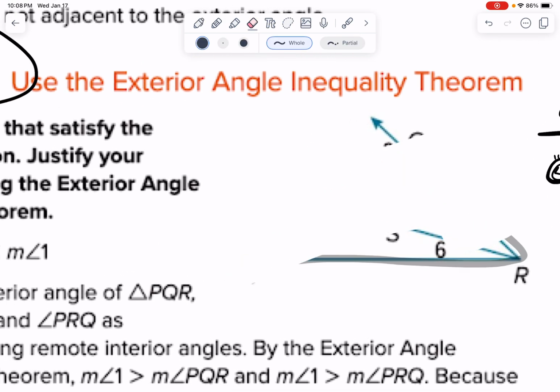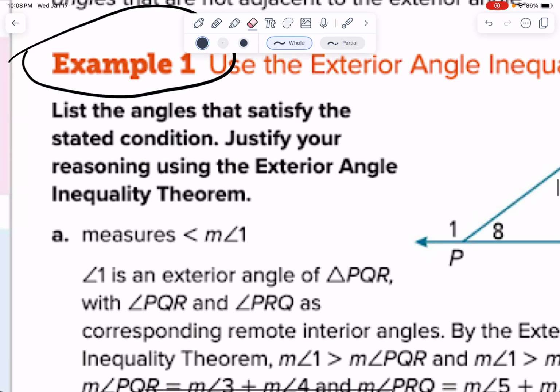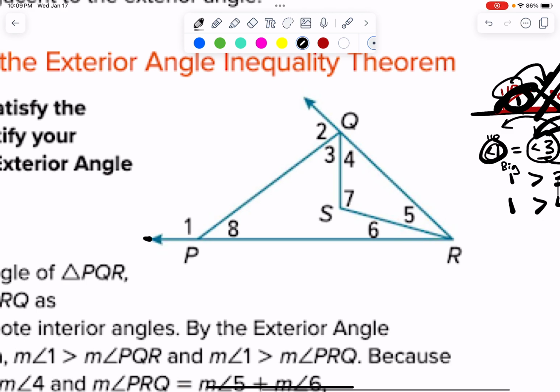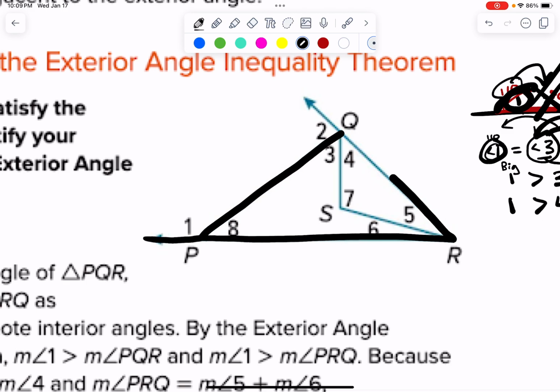So let's talk through this and let's see what they're asking. List the angles that satisfy the condition. They want which angles are less than the measure of angle 1. Okay, so what angles are smaller than angle 1? This just goes on what we just talked about. Angle 1 is this exterior angle. So I'm going to look at this overall big triangle, okay? Angle 1 is this guy here.